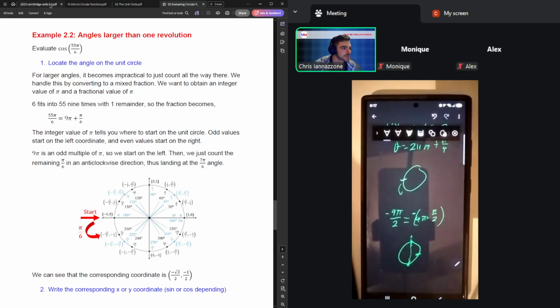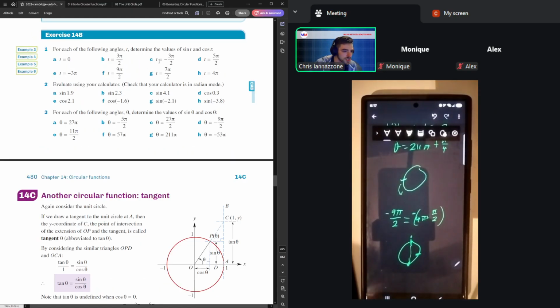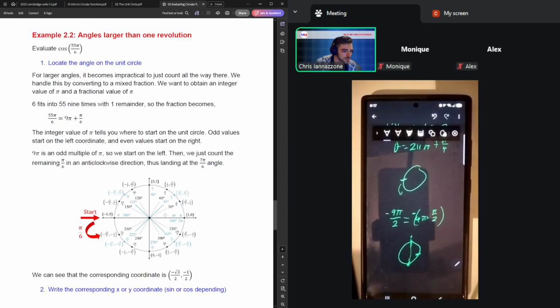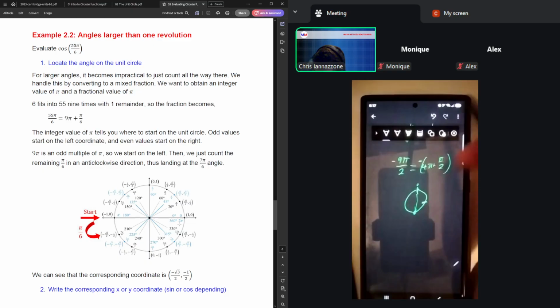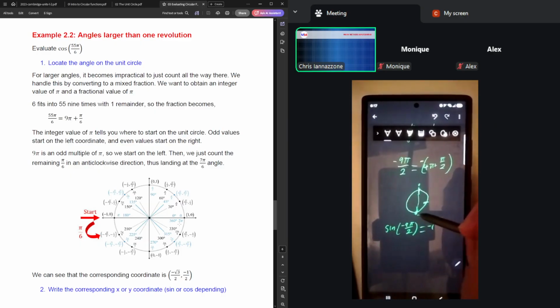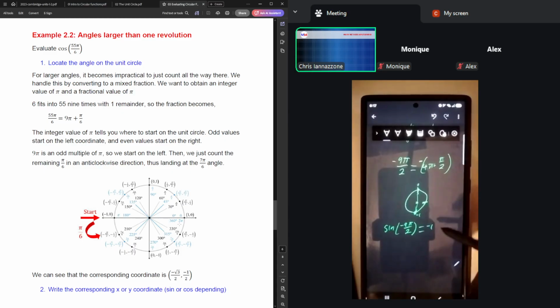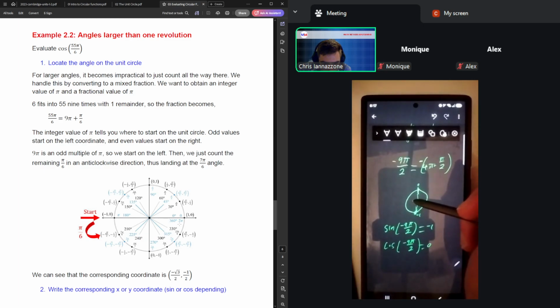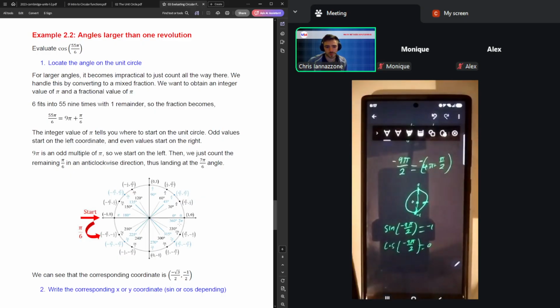Which one do we even have? Oh, it was both. So what's sine and what's cos there? Sine would be the y, -1, cos would be the x, 0. So when you have your final answers, sine -9 pi on 2 would be -1, since the y value is as low as it can be. Cos -9 pi on 2 is going to be 0, since the x is perfectly vertical with the origin. It doesn't go horizontal at all.